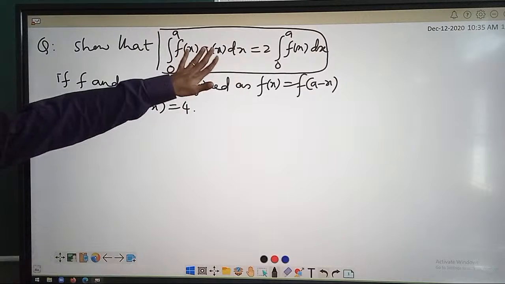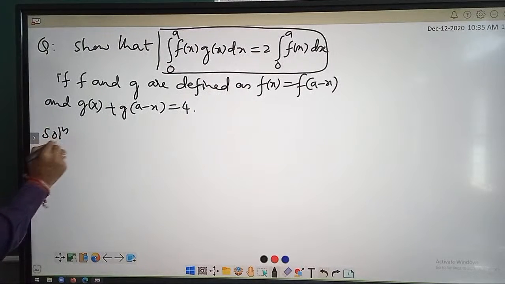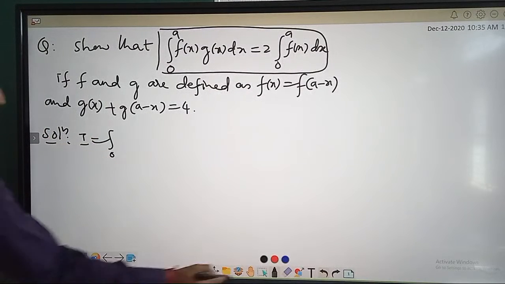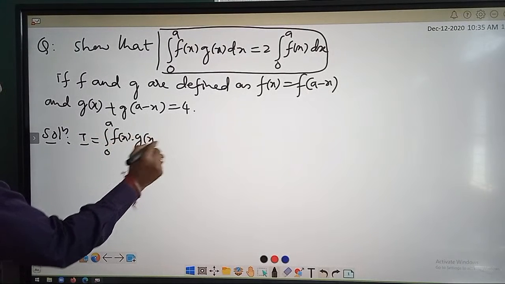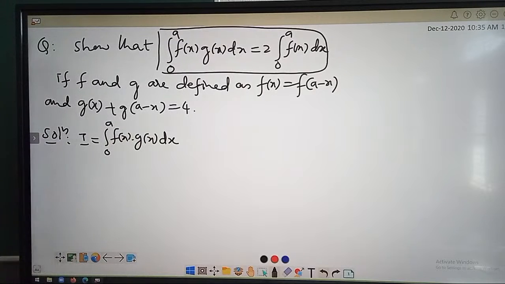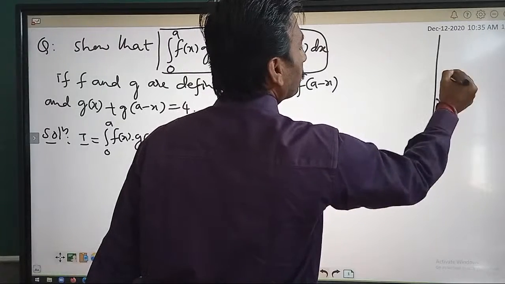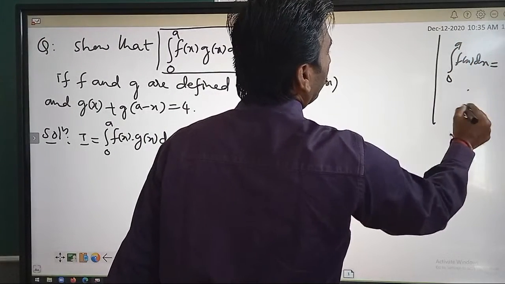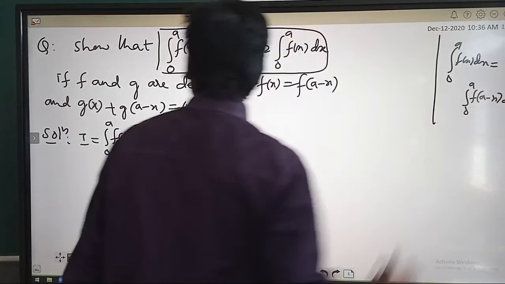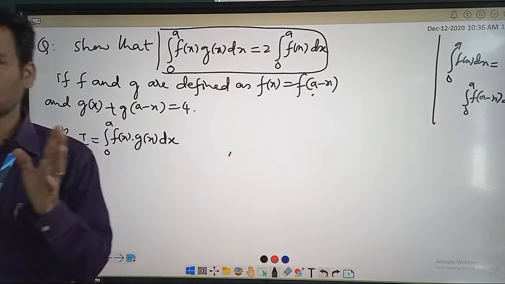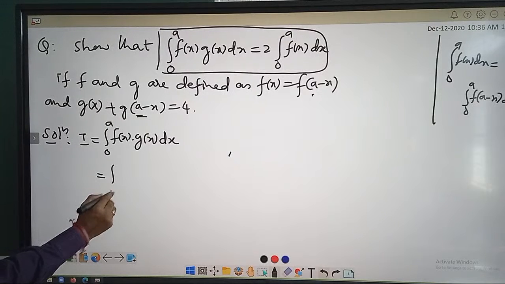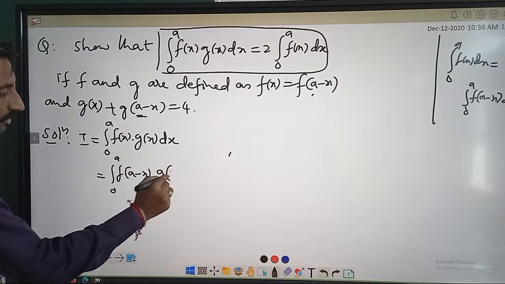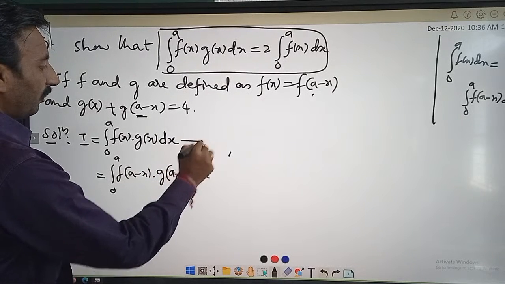See, if I take this one, first look at this. Solution: I equal to the integral from 0 to a of f of x into g of x dx. This can be written like this using the property of the integral from 0 to a of f of x dx, the most popular property, the integral from 0 to a of f of a minus x dx. You may think why this is taken, because look at this condition. They are given f of a minus x and also they are talking about g of a minus x. So I just go directly with the property: the integral from 0 to a of f of a minus x into g of a minus x dx. Correct? You can call this the first one.